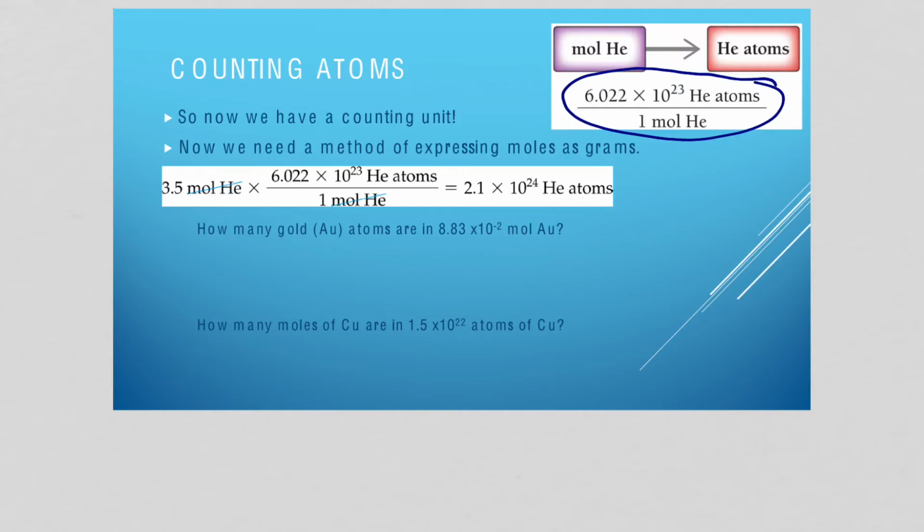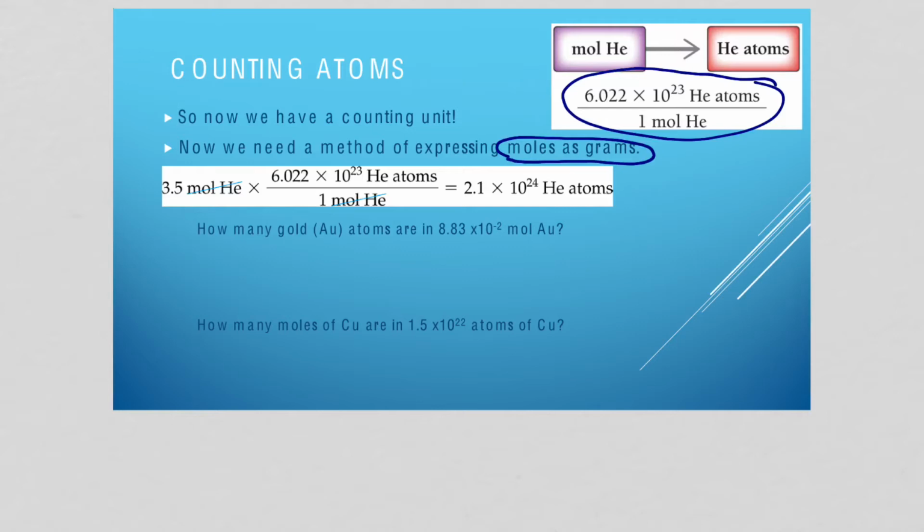Now, the next step will be to figure out how we express the number of moles as grams. We'll get to that in a few minutes. But before we do that, I want to do a couple of practice calculations just so you can see how this all works. I'll show you a sample one here where I have 3.5 moles of helium, and I want to know how many atoms of helium that contains.